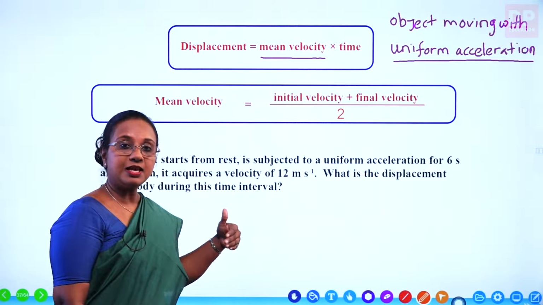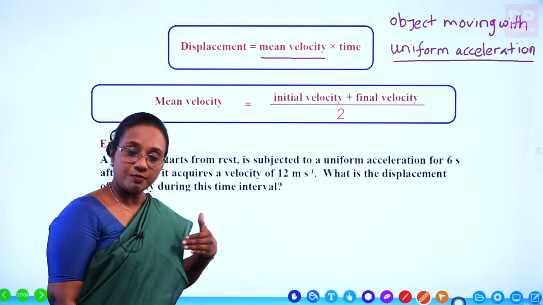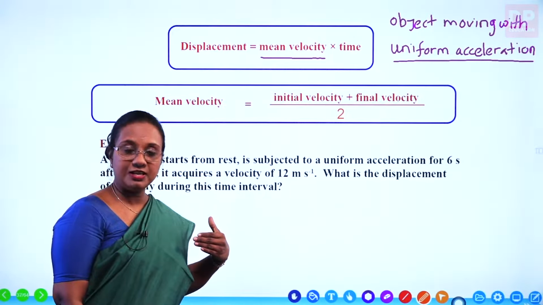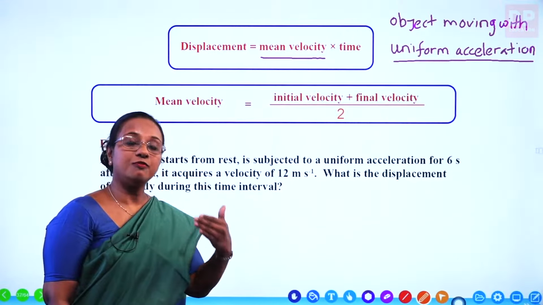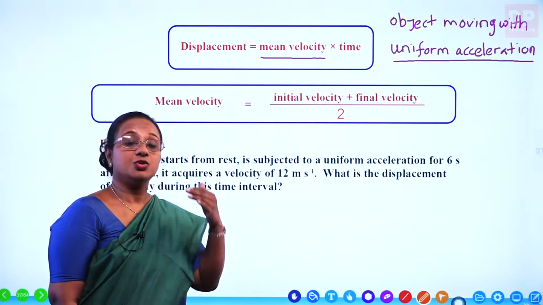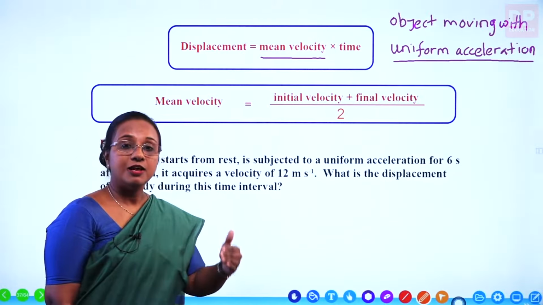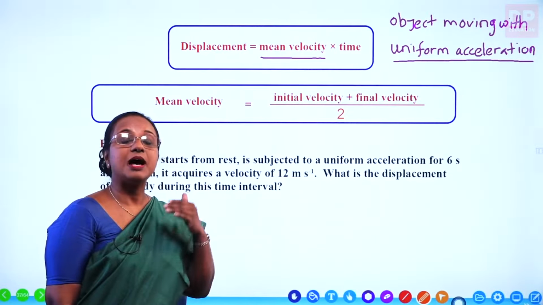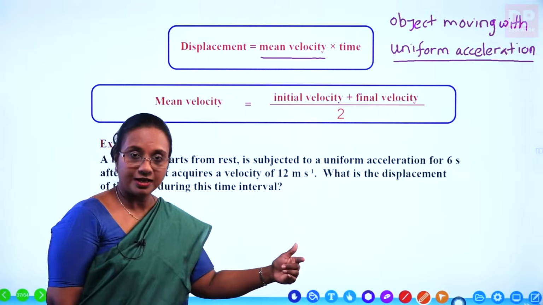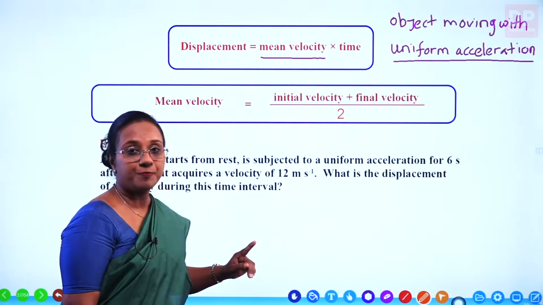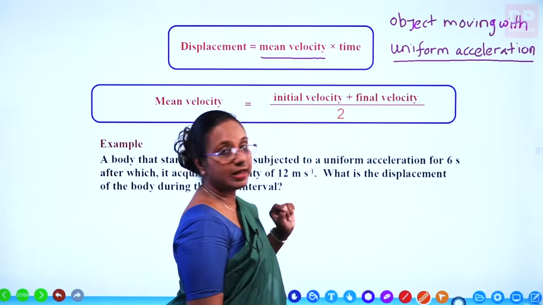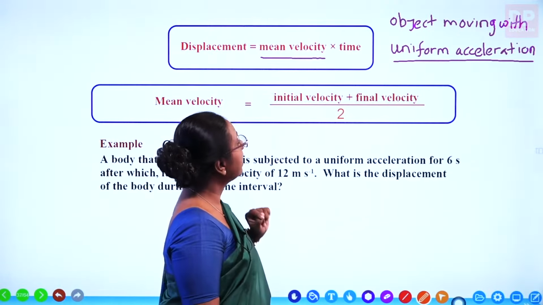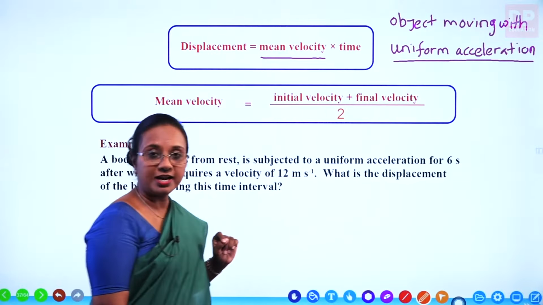Here you can say if the object starts from rest, initial velocity will be 0 and let's say accelerates at the rate of 2 meters per second. So every second the velocity will increase by 2 meters per second. So it is uniform. Therefore, we take the final velocity and to find the average value, we divide it by 2.